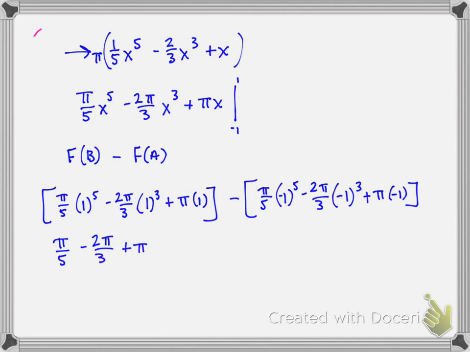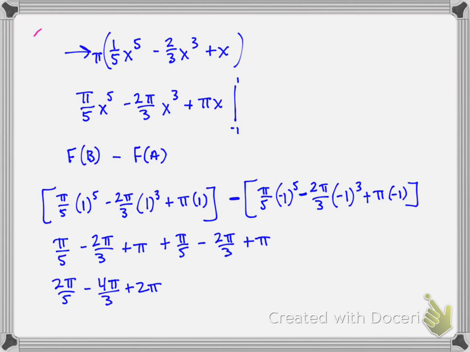And now I have negative 1 to the 5th. That's going to give me a negative 1. And I have this other negative hanging out in front. So a negative times a negative gives me a positive pi over 5. And then a negative 1 cubed is negative. A negative times negative is a positive. But then I have this negative hanging out, so it's negative 2 pi over 3. And then a negative 1 times pi is a negative pi, times a negative is a positive pi. Okay, so I get 2 pi over 5 minus 4 pi over 3 plus 2 pi.